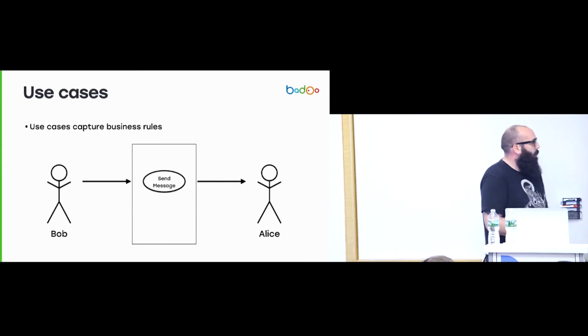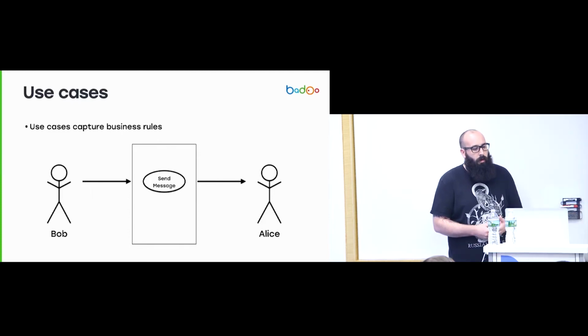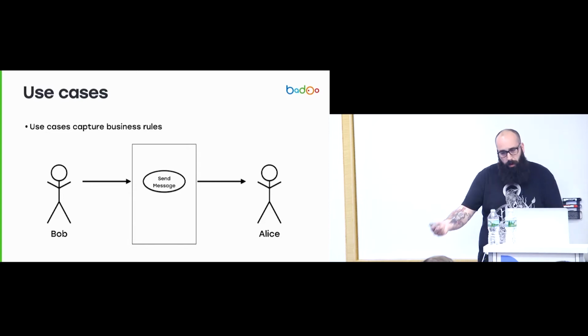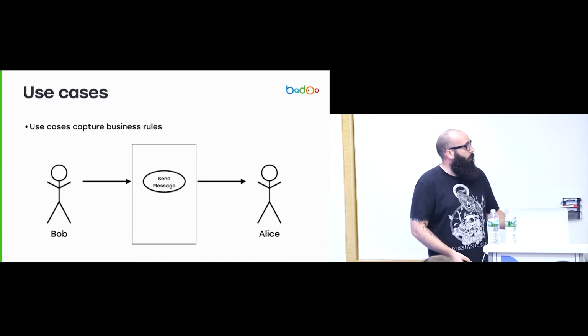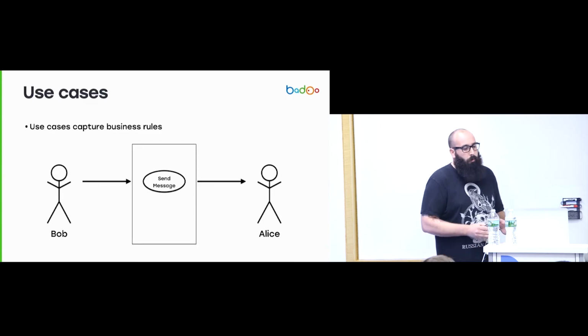However, if you think of what would actually happen when Bob sends a message to Alice, maybe he enters some information in a text box, you click a button, it gets sent. That's the implementation detail. You don't worry about that as part of the use case. It's just simply what you want to do.